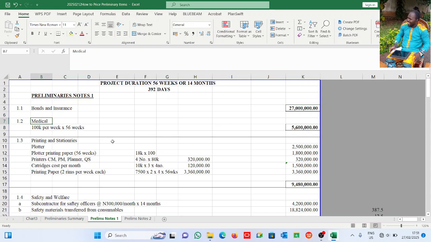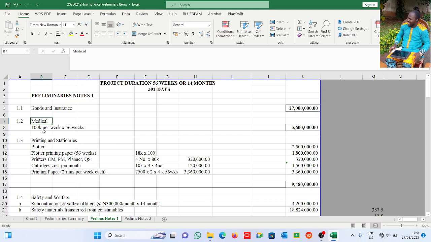Medical: basically on a construction site you usually have a small clinic. You have a nurse or a qualified personnel there that administers drugs, because you cannot tell when your workers are going to fall ill, or maybe an accident on site, an injury or something. So you need a clinic, and of course you're going to buy drugs, plaster, bandage. You need a whole lot of things in that particular clinic.